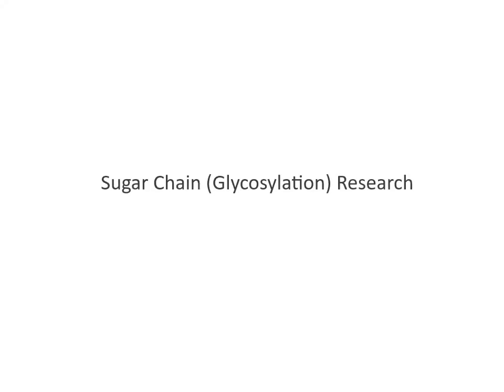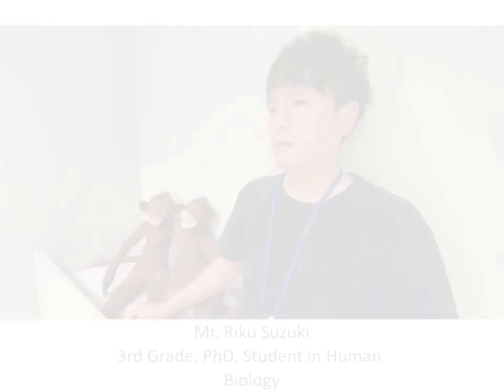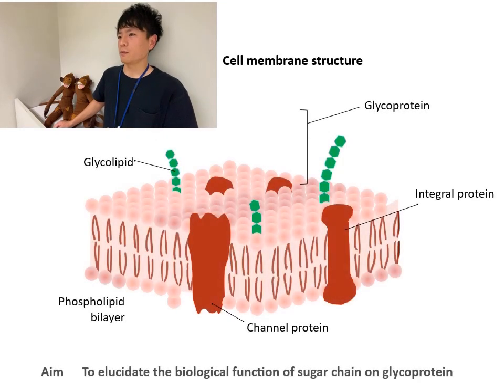Now, Riku Suzuki, third grade student of PhD in Human Biology, will brief about sugar chain research in the laboratory. The aim of our research is to elucidate the biological function of sugar chain. This picture shows the surface of a cell. Sugar chain is bound to proteins, lipids, and other small molecules, and it contributes to important physiological functions, for example, regulation of signal transduction, cell proliferation, development, and differentiation of cells.